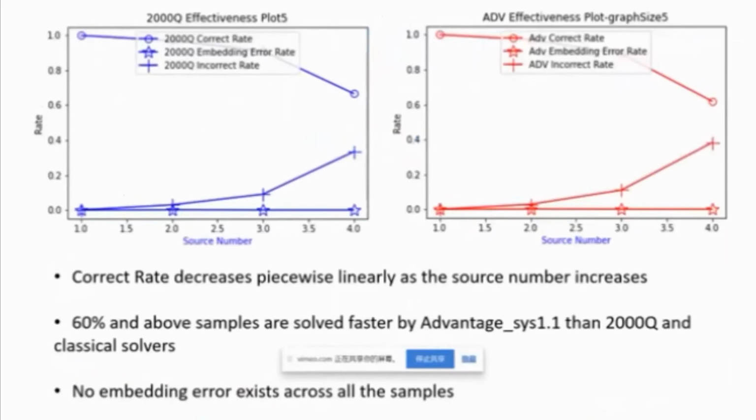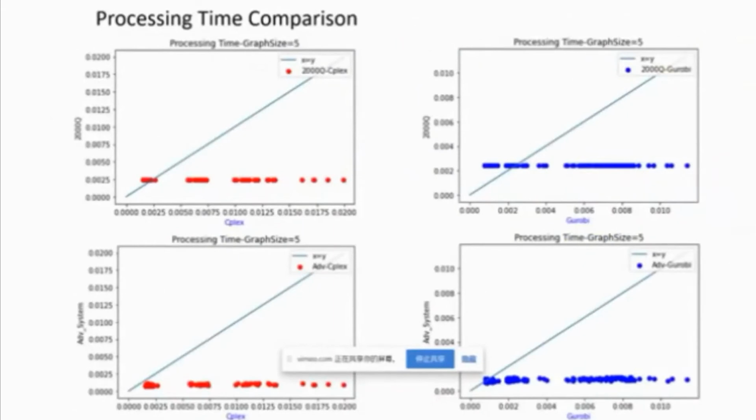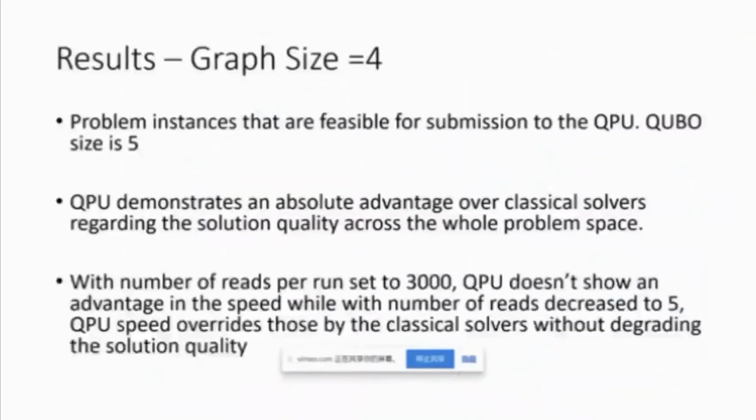Then we evaluate performance metrics against the number of source nodes. First, we can tell that the correct rate decreases piecewise linearly as the source number increases. Over 60% of samples are solved faster by the Advantage system than by 2000Q classical solvers. Finally, no embedded error exists across all samples. Then we compare the processing time, and we can tell that for a very high percentage of problems, the QPU performs faster than classical solvers in general. In general, the processing time of the Advantage system is less than 2000Q, which is less than Gurobi, which is less than CPLEX. And we have a graph size equal to 4.